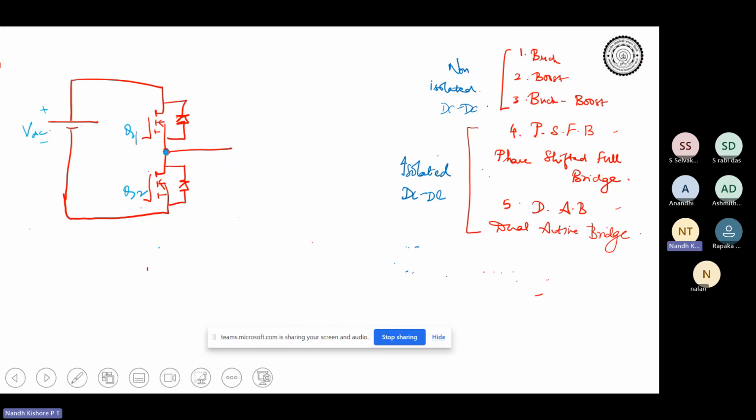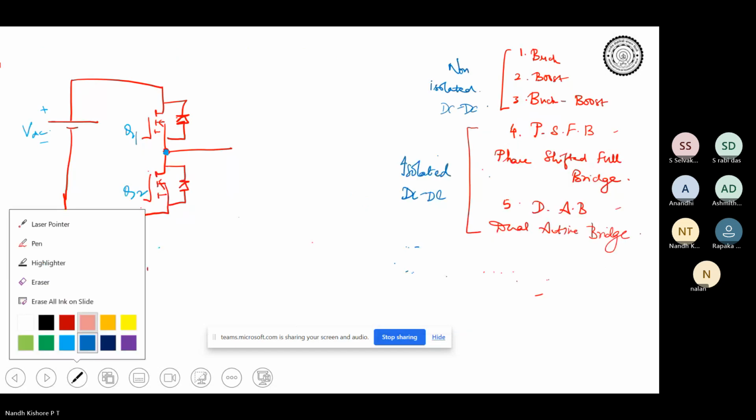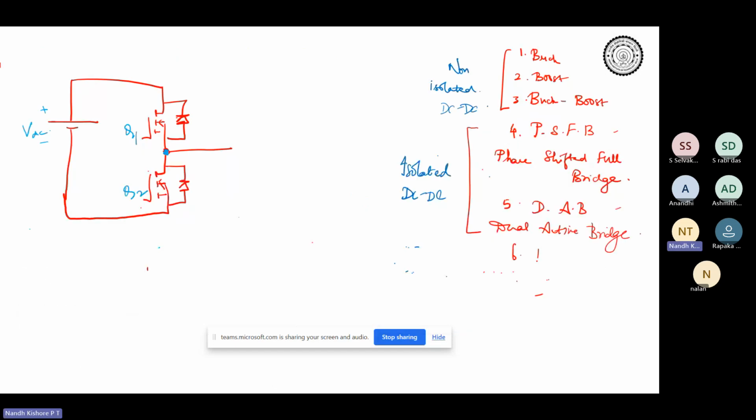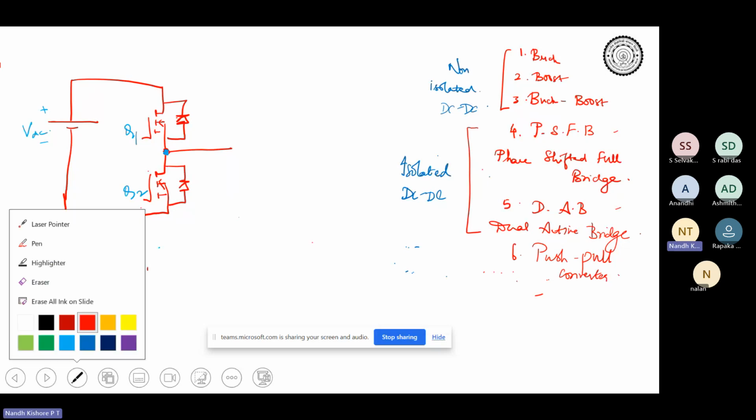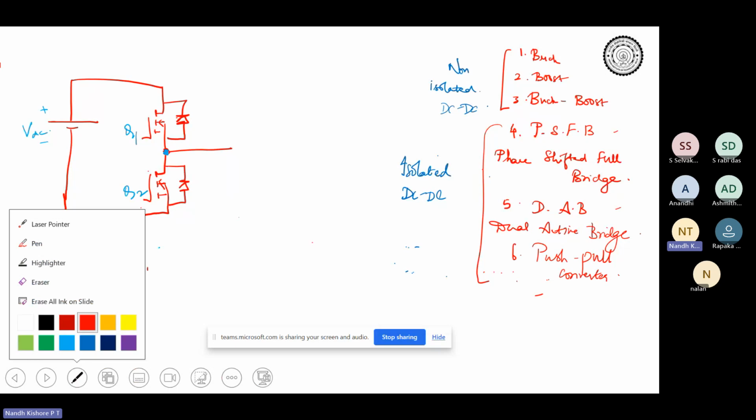So you have what is known as a push-pull converter. Now the point is the common link that connects all of these circuits. If you go into the circuit topology, you will see that at the heart of all of these circuits is this half bridge. And these are all DC-DC converters.